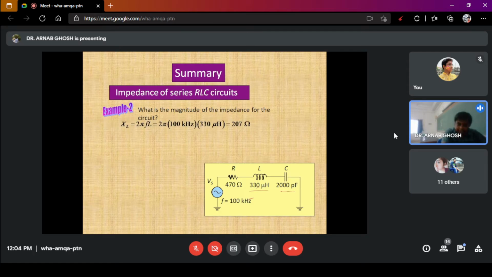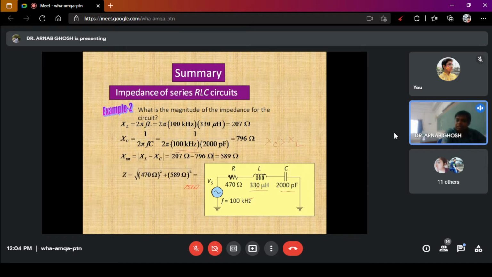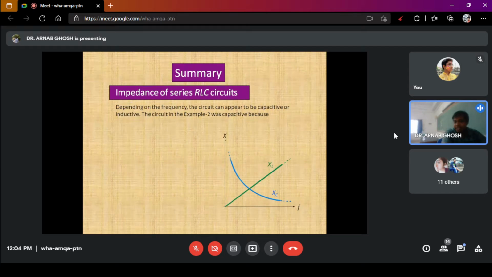You first calculate XL, then you calculate XC, and here also you see XC is greater than XL. Note down the frequency. Your frequency is 100 kilohertz. So you have calculated this. You know the X total, and similarly you calculate the impedance and the phase angle.